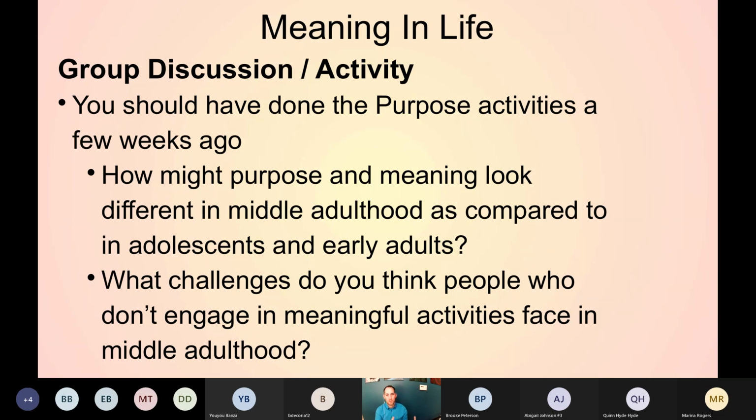Essentially, in between now and next class, whether or not we do this activity, think about how purpose and meaning, I'm using them interchangeably here, might look different in middle adulthood as compared to adolescence. For an adolescent versus an early adult versus a middle adult, what kinds of things might bring them meaning? What similarities might exist in things that bring you meaning across that time? What differences might there be? And then what challenges do you think people who don't engage in meaningful activities face in middle adulthood? For middle adults specifically, if they're not able to do something meaningful, whether it's a hobby or a job or whatever, what kinds of challenges might that present to them?